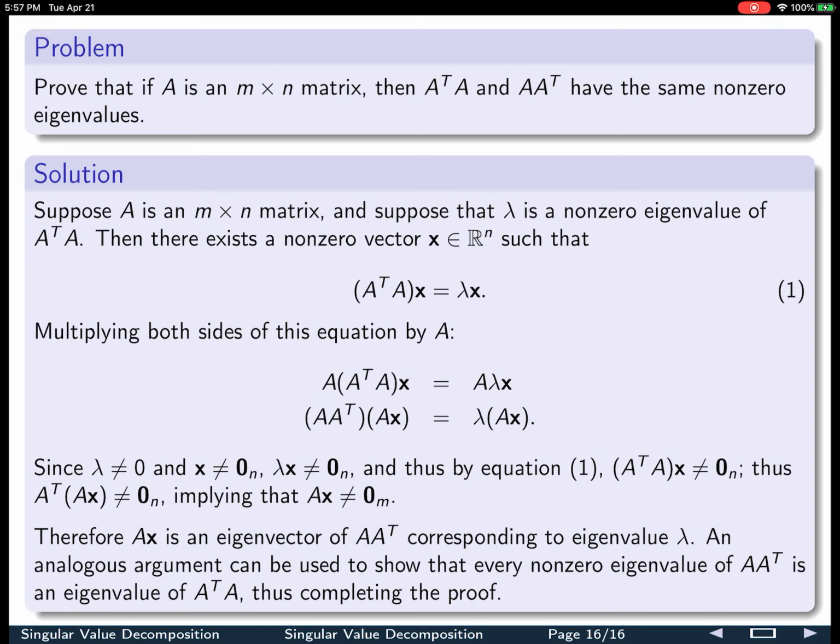This is the ending slide. It shows you that A transpose A and AA transpose have the same non-zero eigenvalues. I'm not going to dwell on that too much. I do want to encourage you to watch those other videos about the singular value decomposition, because they are enriching and they're going to make as much, if not more, sense than what I just did. So yeah, please watch those videos.